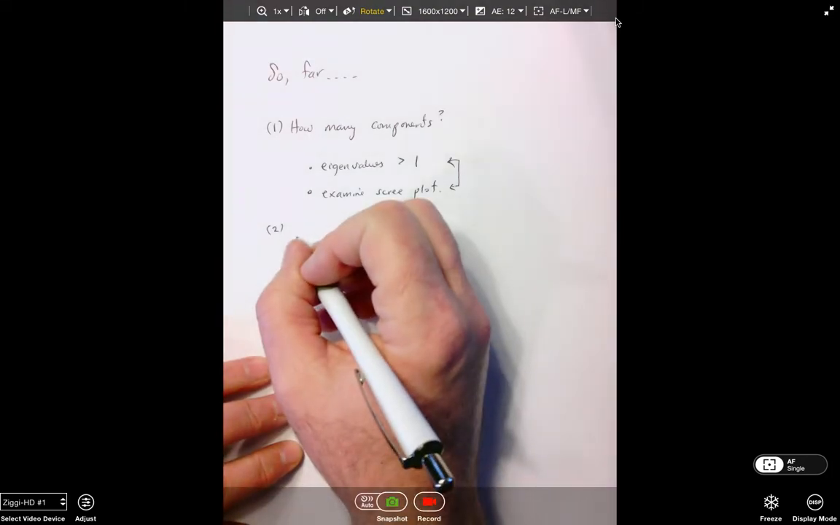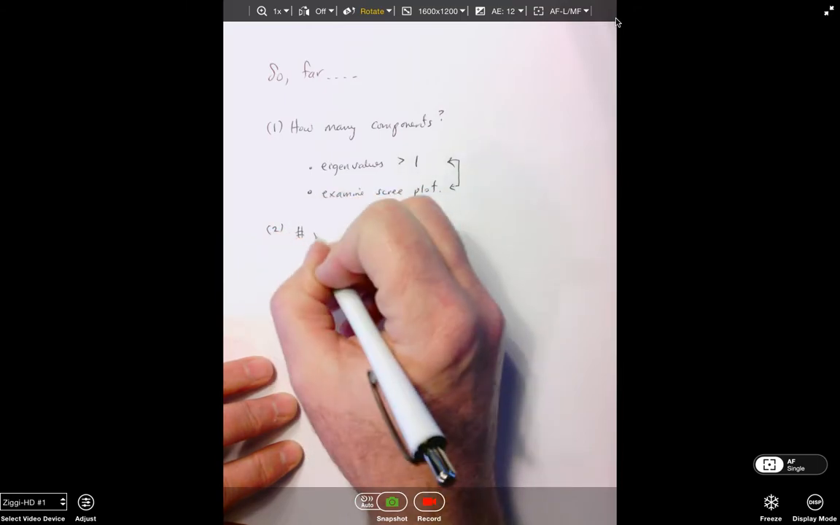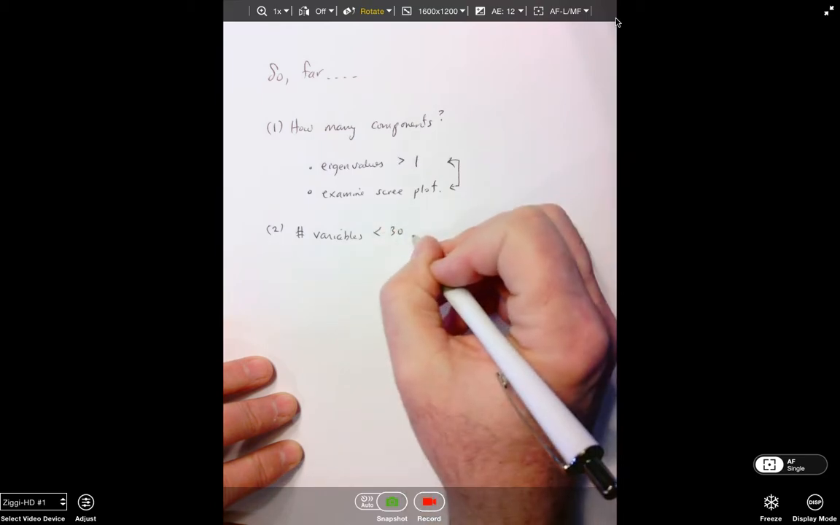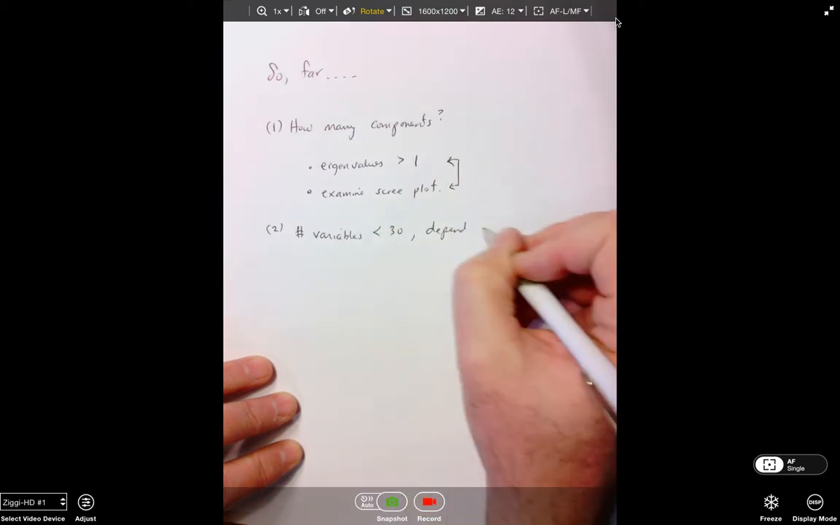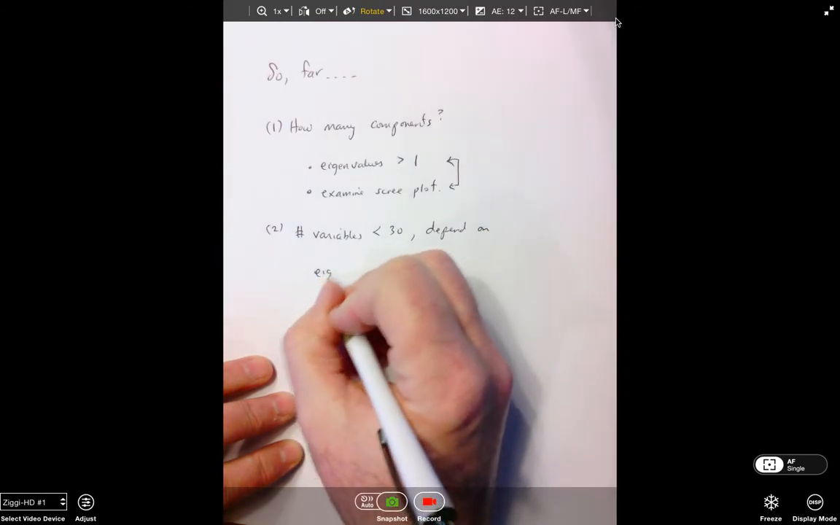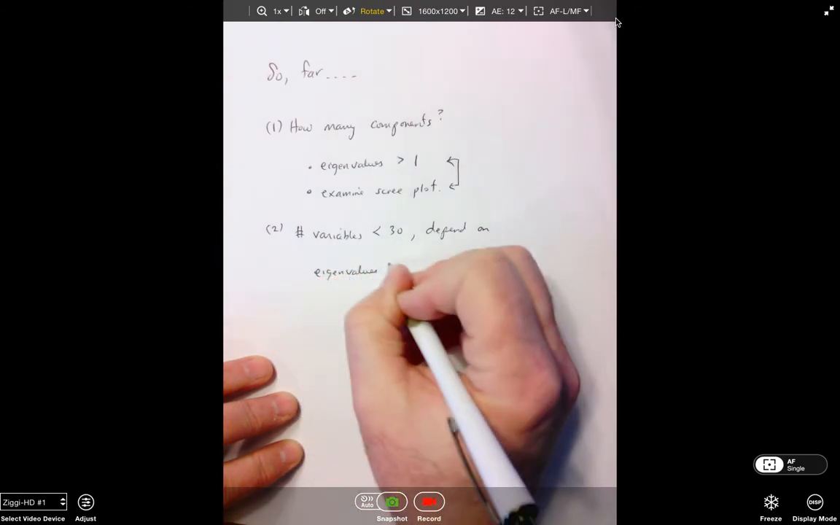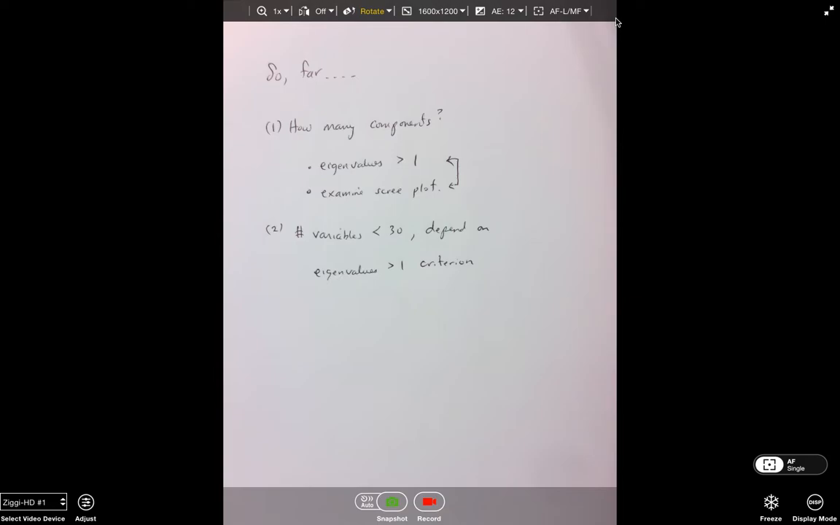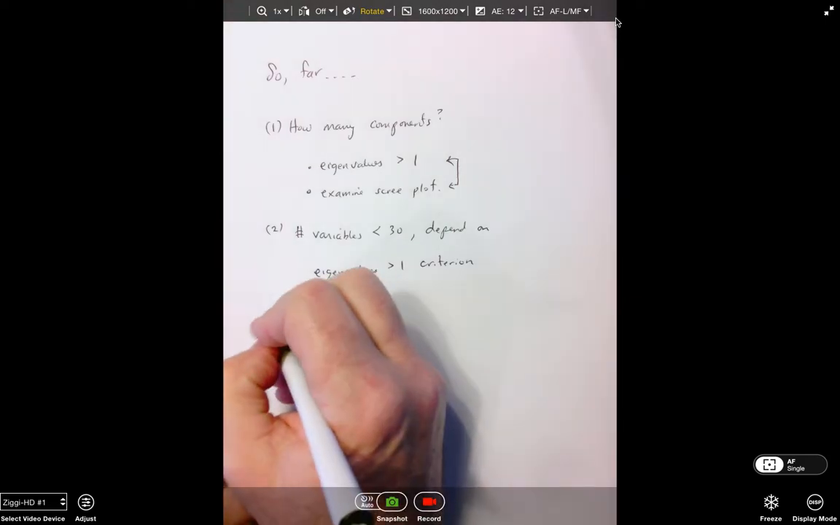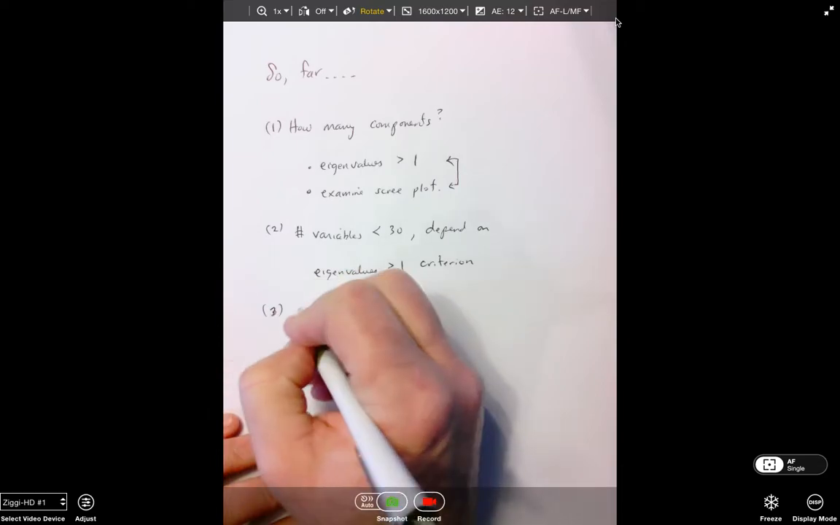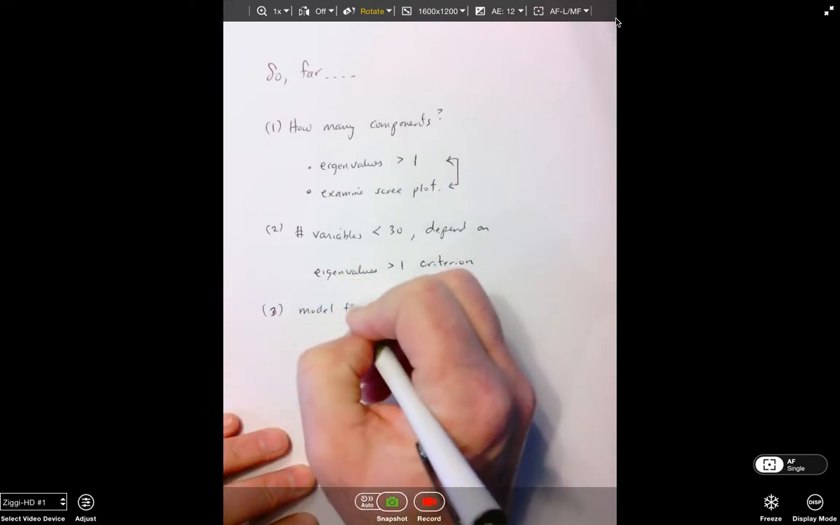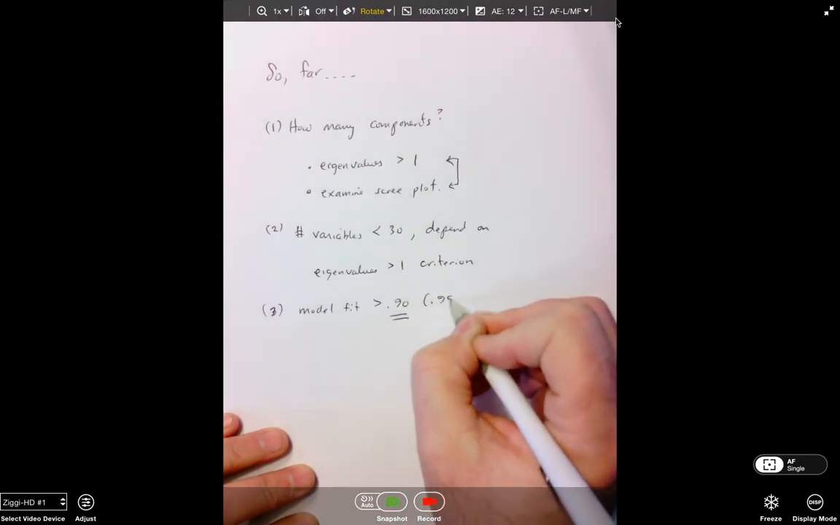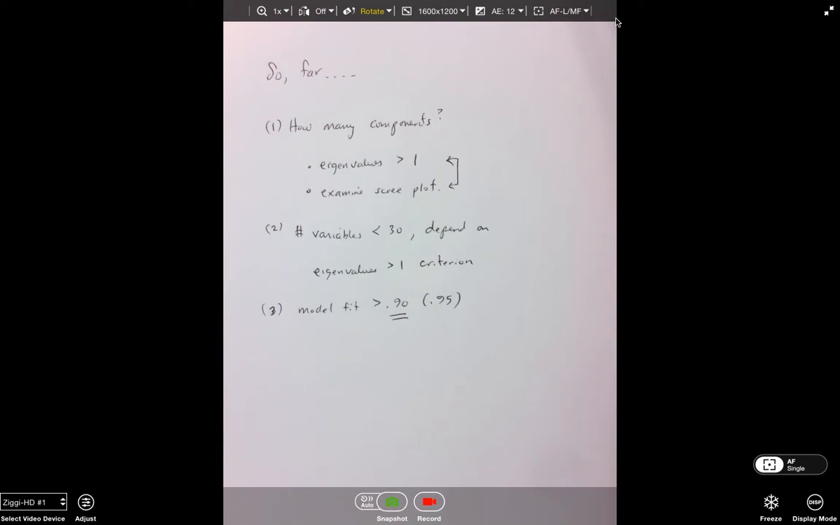One rule of thumb I will tell you is when the number of variables is less than 30, depend on the eigenvalues greater than one criterion. Okay? And the next thing, examine the model fit that we get from our output, which is greater than 0.90, ideally above 0.95.